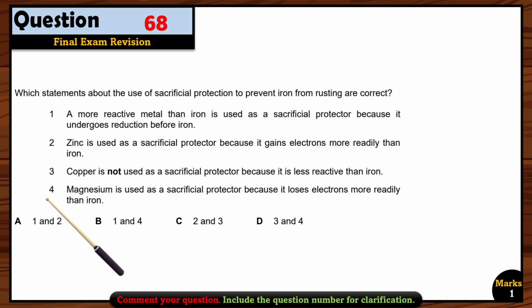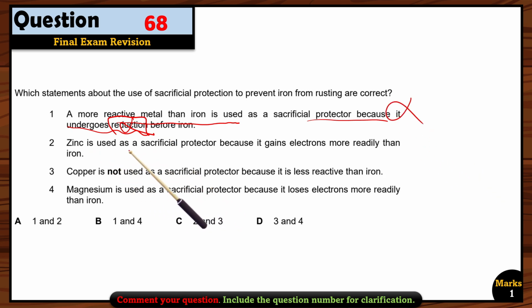Question 68. Which statements about the use of sacrificial protection to prevent iron from rusting are correct? So now you see, a more reactive metal than iron is used as a sacrificial protector because it undergoes reduction before iron. Wrong. Reactive metals oxidize more quickly, right? Reactivity of a metal means that it can easily be oxidized. So this wording is wrong. That's why this option is wrong.